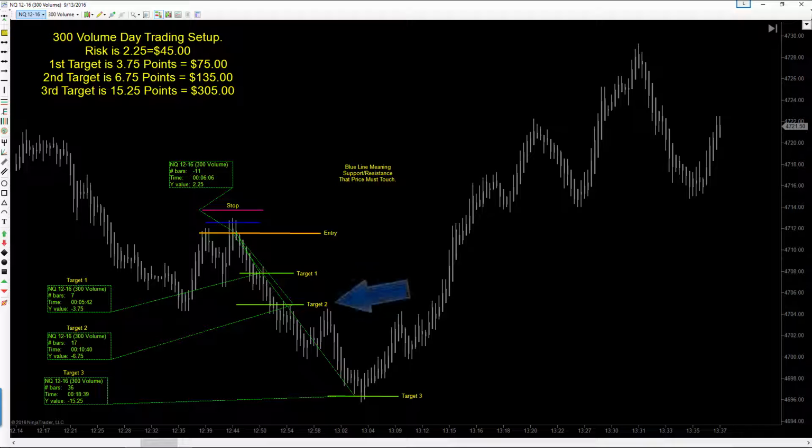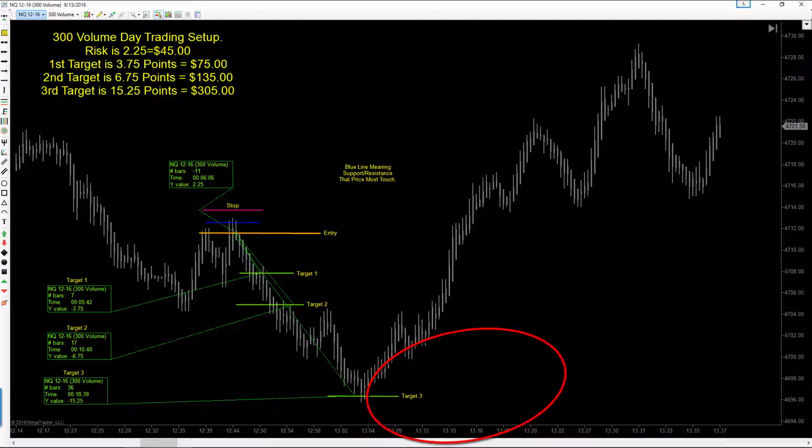Our second target is worth 6.75 of a point or $135. Coincidentally, right here it is a 3-to-1 reward to risk ratio. However, you will know where these targets are going to be placed before you enter the trade, based on the price structure. On the very bottom of the chart, you can see target 3, which is mostly used if you're using multiple contracts and are going to be spreading your position through target 1, target 2, target 3.